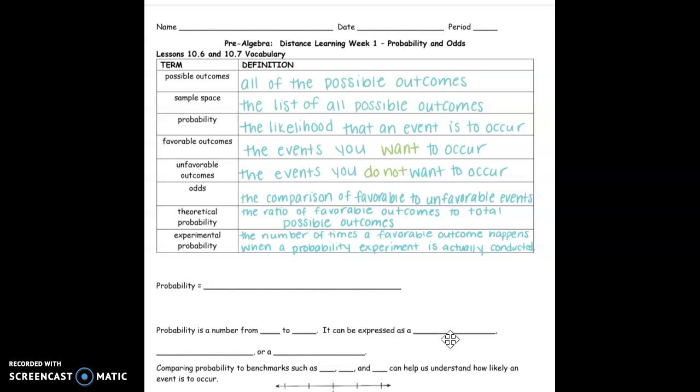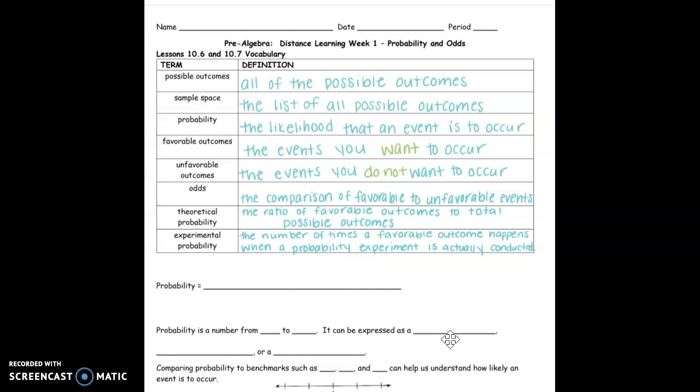Okay, so hopefully you have now pressed play again because you are ready to start going over some of these. I'm going to briefly go over what all of these mean. So, possible outcomes: all of the possible outcomes. Let's say we're looking at the weather today. Your possible outcomes could be that it's sunny versus rainy, or it's snowing versus raining. Those are the total possible outcomes. Your sample space is the list of all the possible outcomes: rain, snow, sun, wind, anything like that.